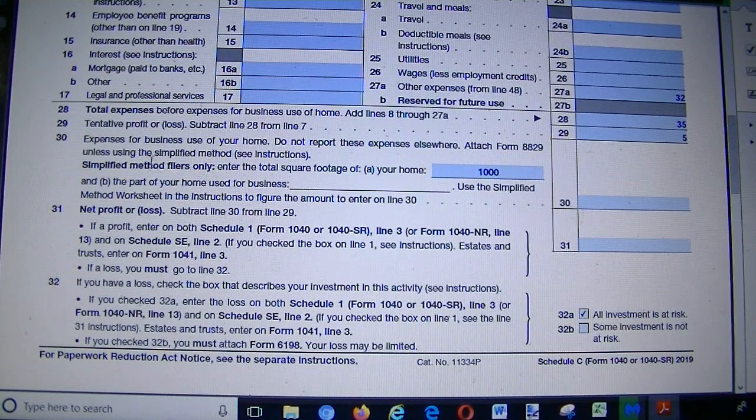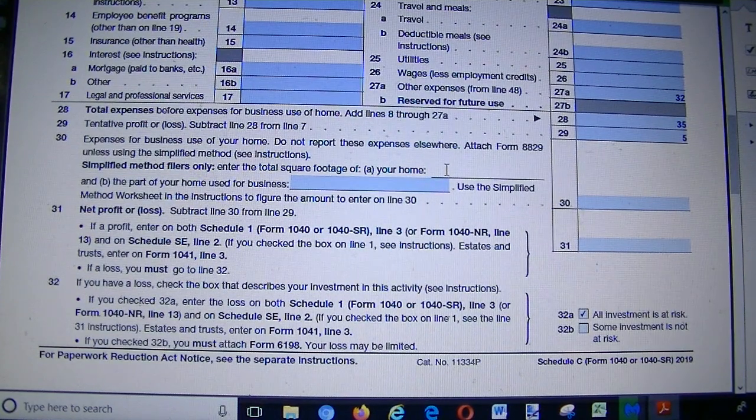And one more thing is you can switch between the two without problem. But I like to simplify. I like to use the simplified method. But let's read a little bit about the actual. And if you are using actual expenses, you fill out 8829.